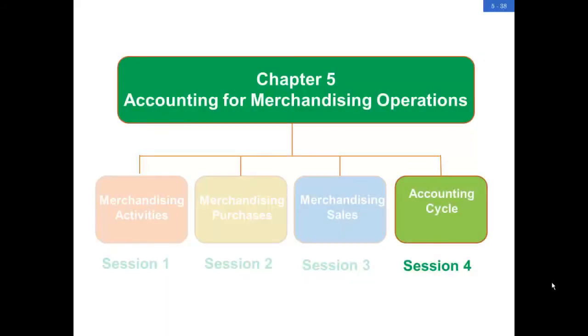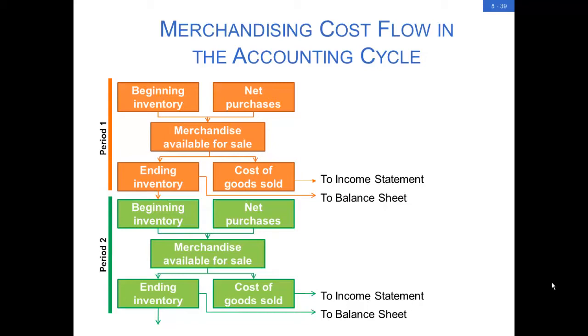Okay, now let's look at the merchandising cost flow in the accounting cycle. This slide here shows the flow of merchandise costs during a period and where these costs are reported at the period end. Recall that beginning inventory plus net cost of purchases is the merchandise available for sale. As inventory is sold, its cost is recorded as cost of goods sold on the income statement. What remains is the ending inventory on the balance sheet. You should note that a period's ending inventory will become next period's beginning inventory, and so on.